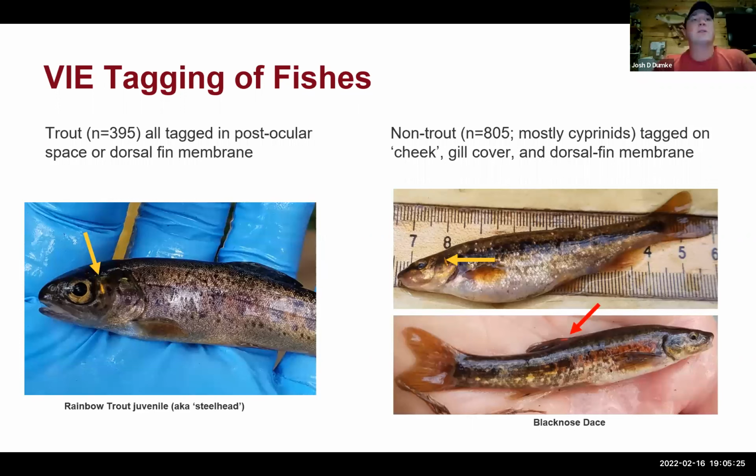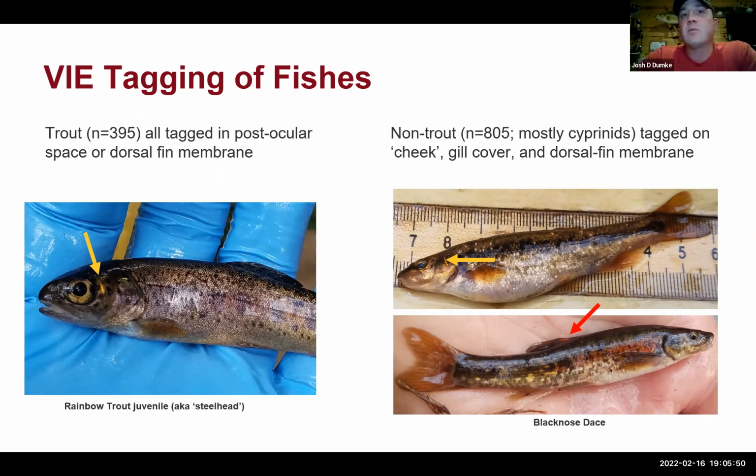Here's some photos showing what the VIE tag looks like in fish. We tagged almost 400 trout in the marking surveys. The trout were all tagged in the postocular space, which is a little fleshy pad behind the eye, or in the dorsal fin membrane. Non-trout, which are mostly minnows, were tagged in the cheek, which is not shown in this image.